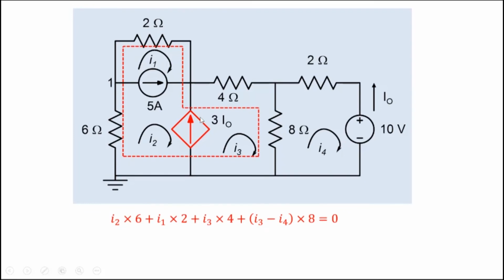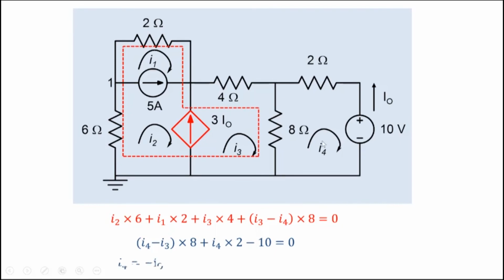And note that for a super mesh, let's say we start from this ground terminal. So I2 into 6 here, then I1 into 2 here, then we go here, I3 into 4 here, then I3 minus I4. Note that this mesh is causing I3 and this is causing I4. So I3 minus I4 into 8, and we come back to ground. So that's for the super mesh here. And the other one is for this one here.